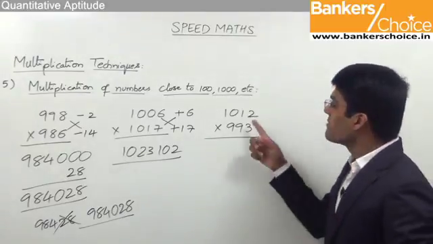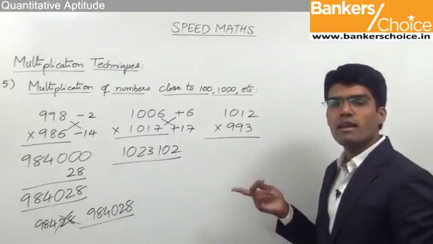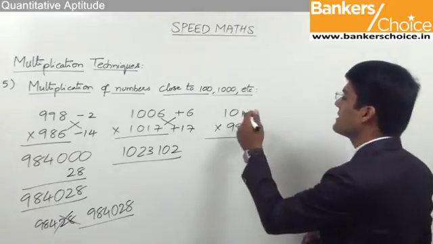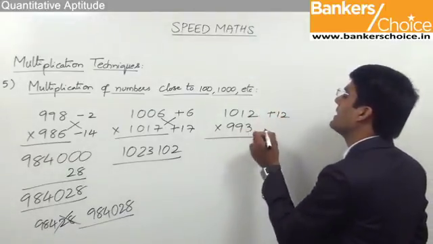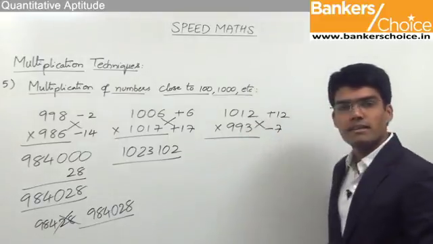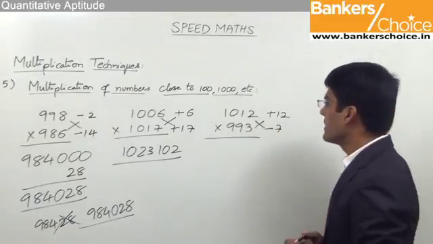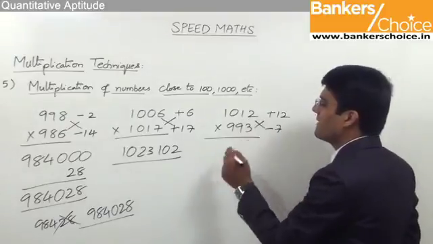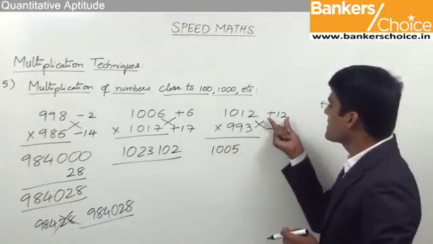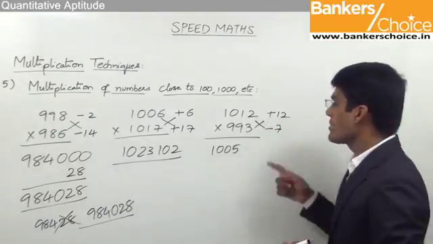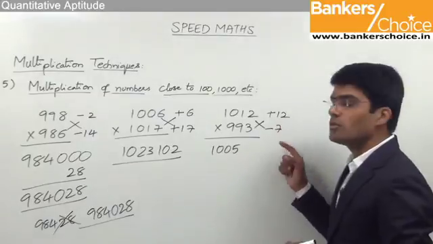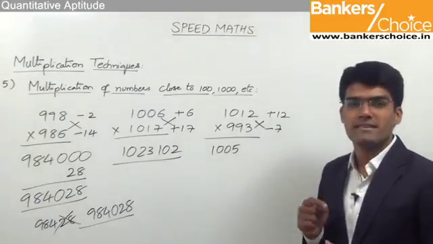Now again, the numbers are close to 1000, but one is more and the other one is less. So let's see what's the answer for this one. This is 1000 plus 12 and 1000 minus 7. So again, we need to take either the cross difference or the cross sum there. Now 1012 minus 7 is 1005. The next step here is 12 into minus 7, the product of these two numbers. And as the sign is negative here, 12 into minus 7 will give us minus 84.